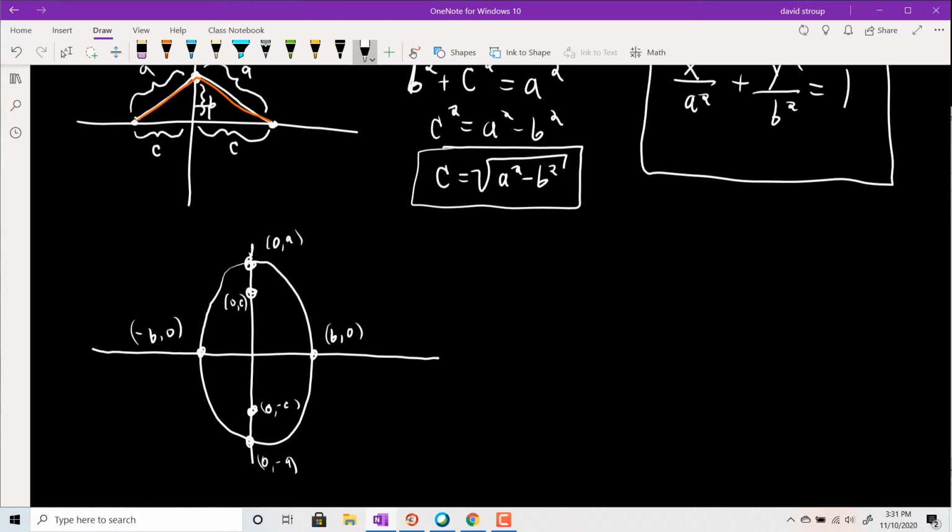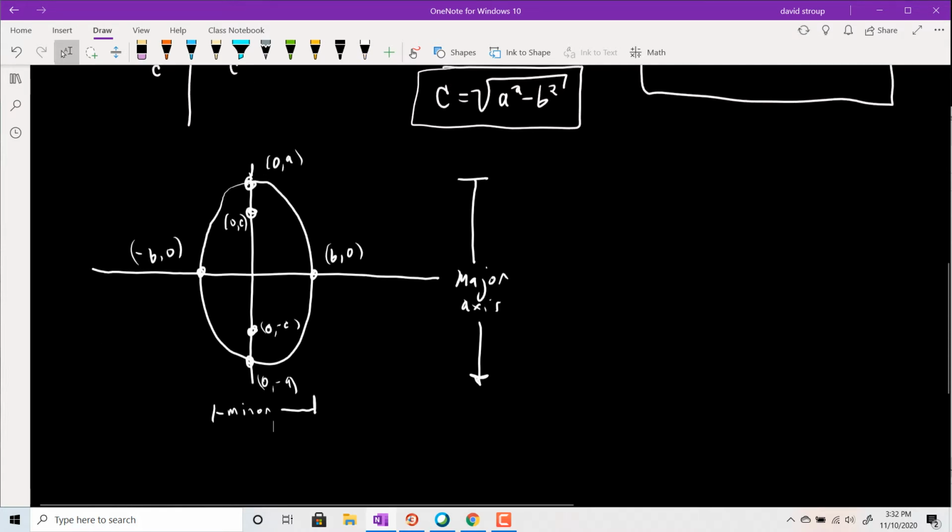Okay. So in this orientation, the major axis is on the y-axis, and the minor axis is on the x-axis. Right, so then the minor axis is down here. And the formula is different. Okay, the formula this time will be x squared all over b squared, plus y squared all over a squared equals 1.